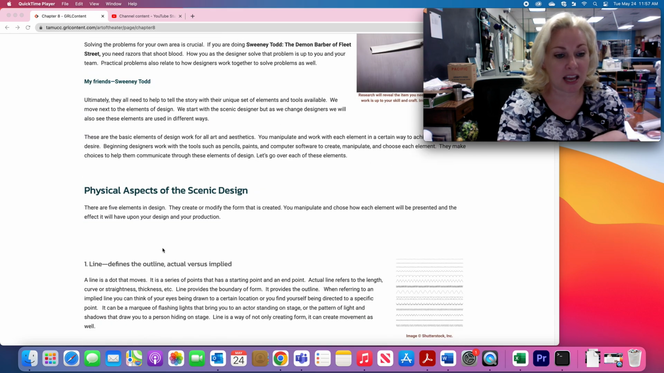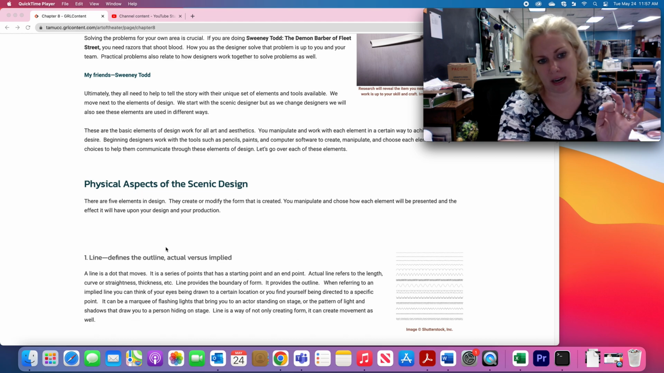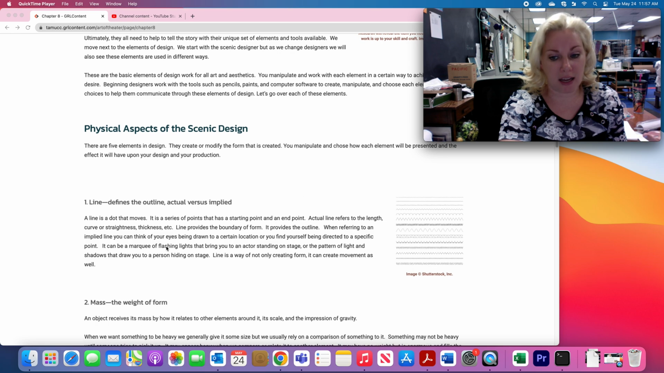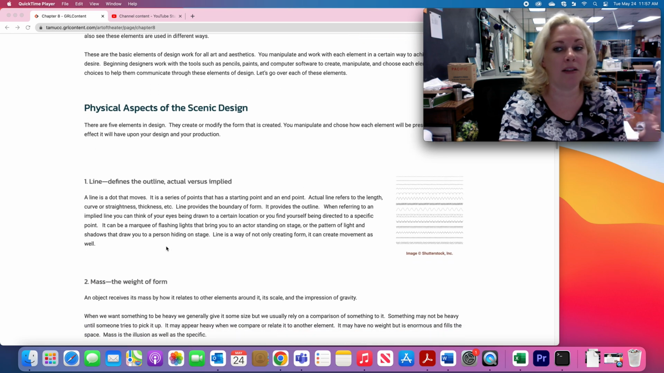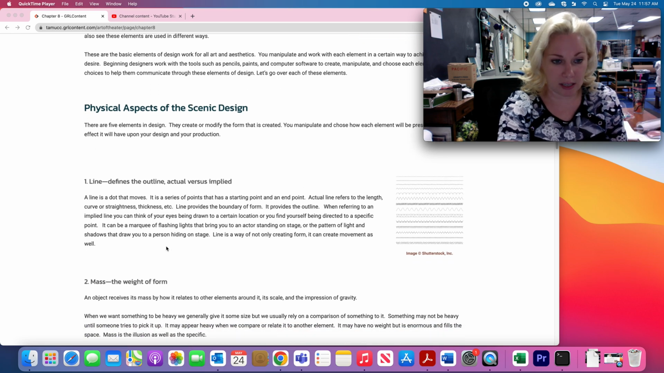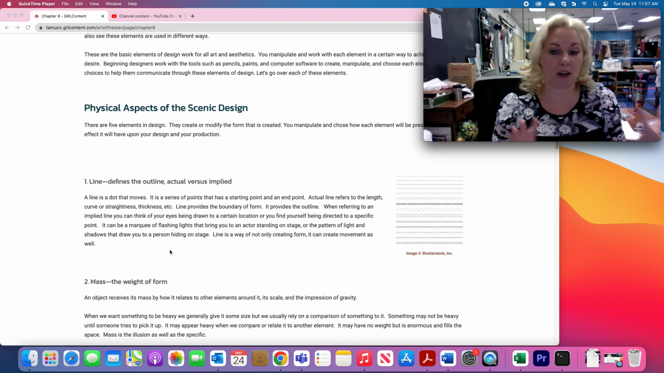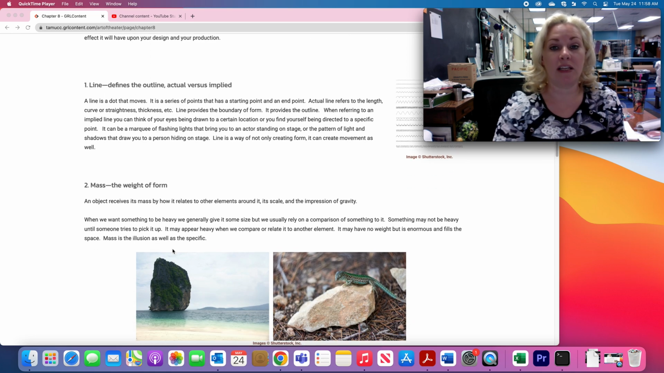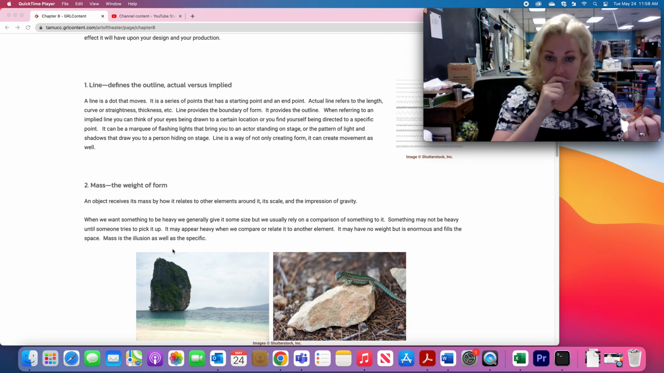Physical aspects of design. Okay, this gets very artsy right here. Very artsy. Five elements of design, if you will. A line. This talks about how a line is actually a point that moves, or a dot that moves. And you can make it thick, you can make it curvy, all kinds of things there. Mass. Something has mass, how it relates to the other elements around it, giving it scale.